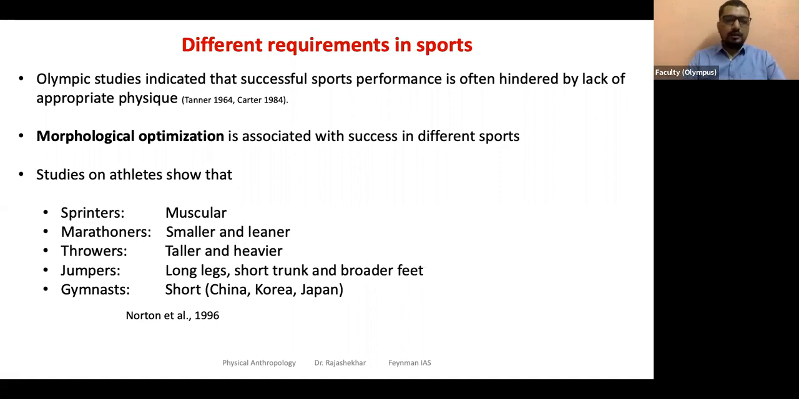So these same features may not be suitable for marathon runners. So selecting them and guiding them in the right direction would result in better medals, more medals, because we always fight with China, right? We always have the political comparison there.